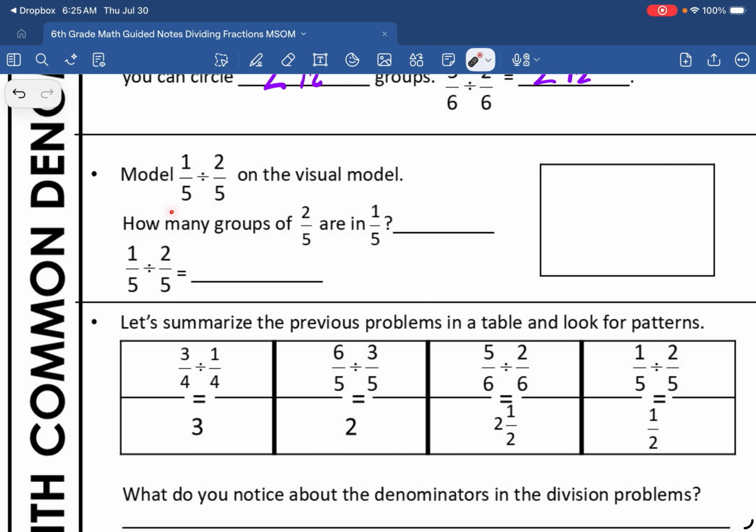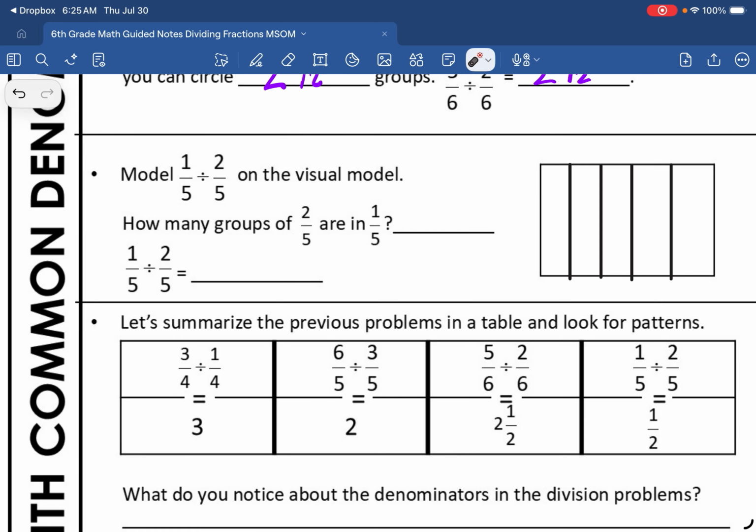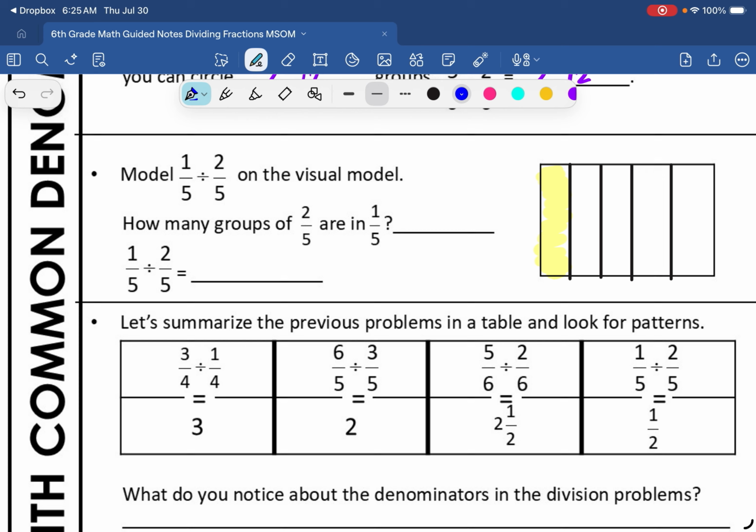Model 1/5 divided by 2/5 on the visual model. So my first number is what I have. I have 1/5. That means I need to divide my bar up into fifths, and I am going to color one of those to show 1/5. How many groups of 2/5 are in 1/5? So let's circle groups of 2/5. A group of 2/5 would be 2 of these, but only one of them is colored. So that's just going to be a half. I have half a group. So 1/5 divided by 2/5 is 1/2.